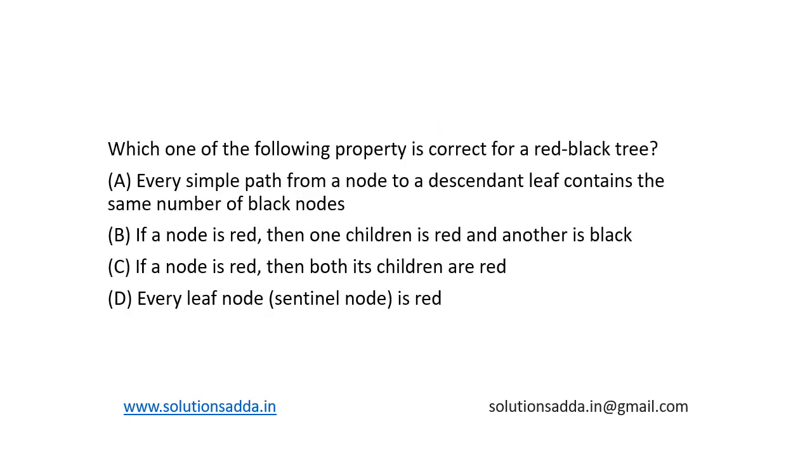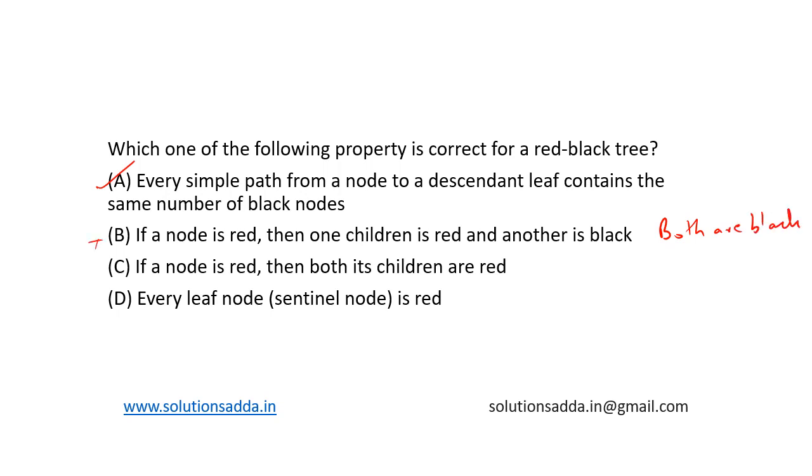This is a question from data structures. Which one of the following properties is correct for a red-black tree? And 4 options are given. Let's see option A: every simple path from a node to a descendant leaf contains the same number of black nodes. Yes, this is true for a red-black tree. Option B: if a node is red, then one of its children is red and another is black. This is not true. If a node is red, then both its children are black actually. Both are black.